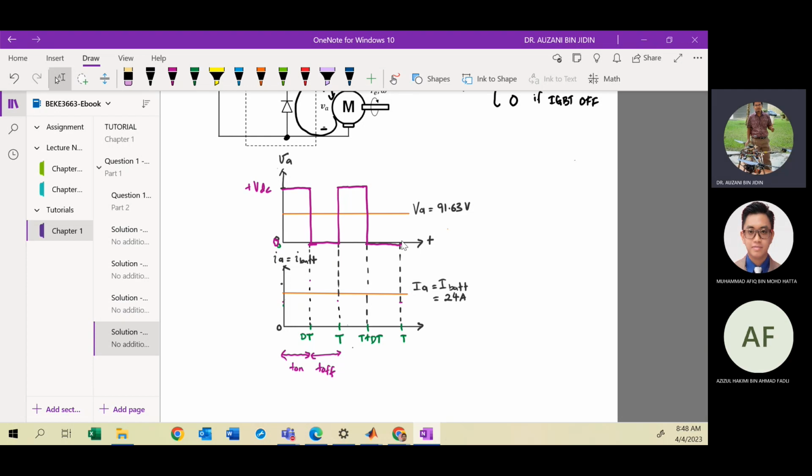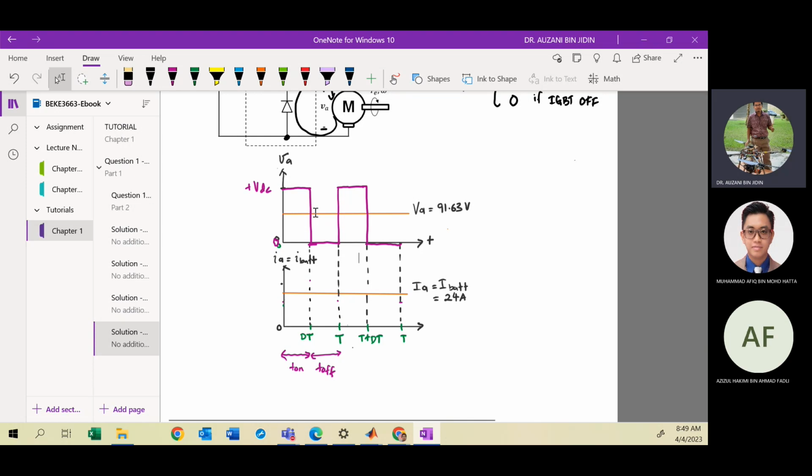So remember, for PEC, the output voltage is in square wave shape. It's not as in method number 1, where your voltage and current are continuous. By applying the appropriate value of D, you can get the same desired voltage VA, 91.63. So that's why you have to design properly the PWM, pulse width modulation signal, to be injected to the IGBT.